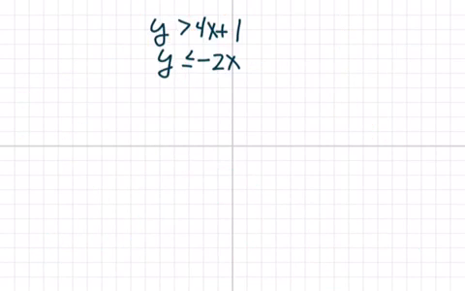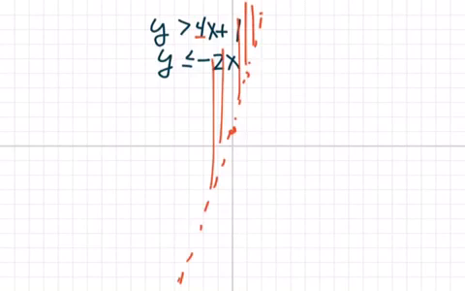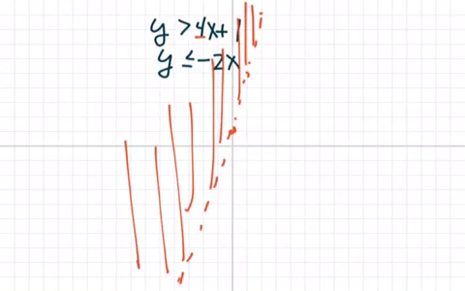Alright, so doing another one. We're going to graph each one separately and then find where they both overlap. Graphing the first one, we start up 1, and we're going up 4 over 1, because the slope is up 4 over 1. Then it's a dotted line because it's not equal to, and we're shading above the dotted line because it's greater than. So shading above the dotted line is that region.